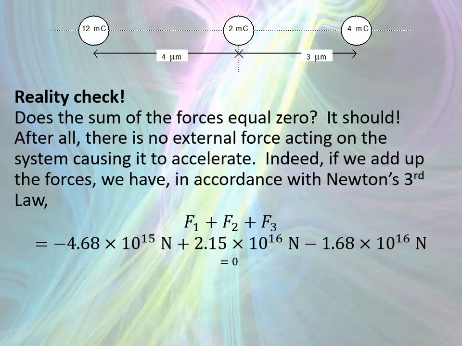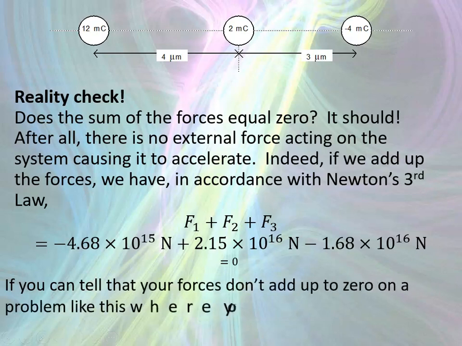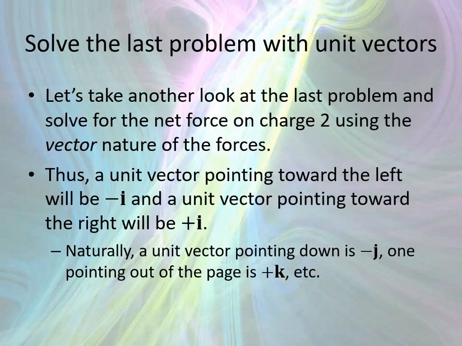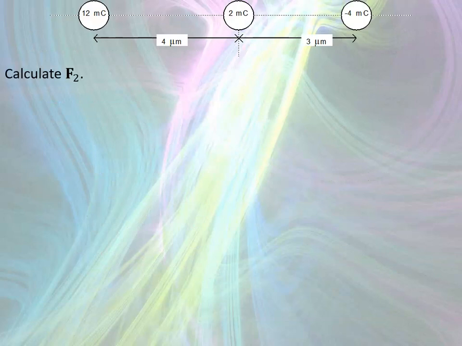And Newton's first law for that matter. All of the net forces must cancel, all of the force pairs must cancel out, and there is no net force acting on the system, which means that the net force must add up to be 0. So that's sometimes an important reality check to do on these types of problems. So if you realize that they don't add up to 0 in a problem like this, that means you've done something wrong. Boo! Now, what if we used unit vectors on that last problem?